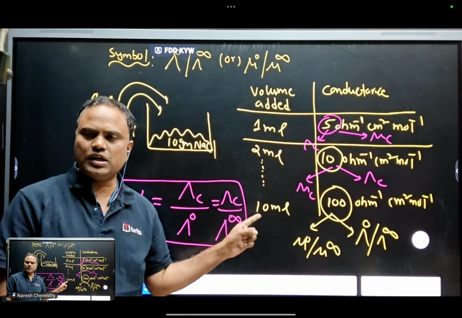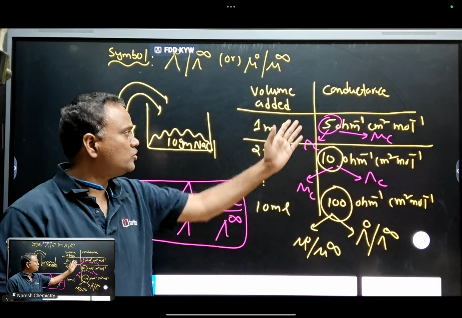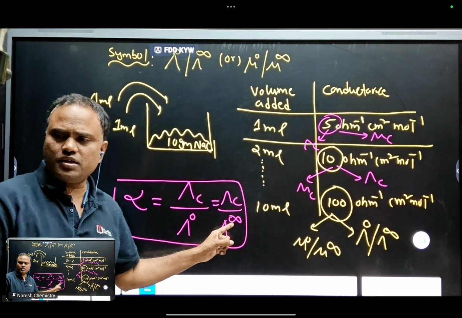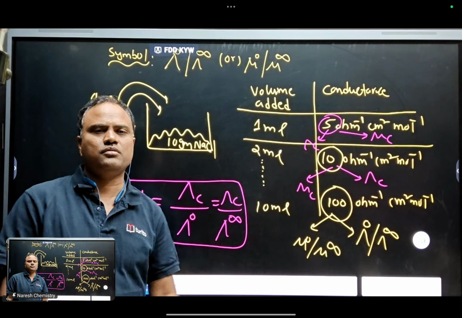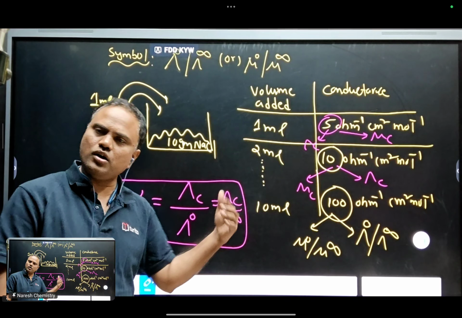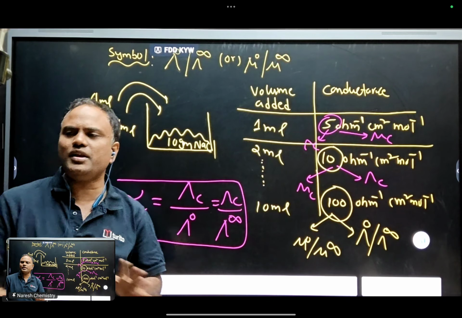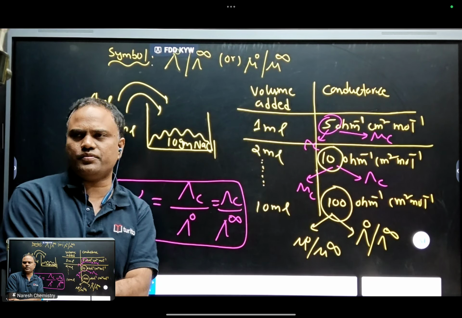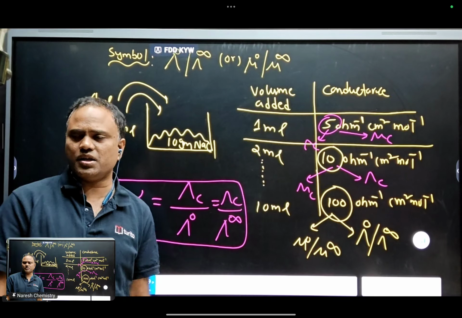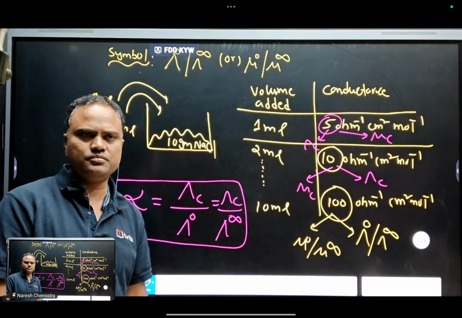What is lambda C? Conductance at any volume. Other than this 10 ml, like 2 ml, 1 ml, 3 ml, any volume. Infinity is at 10 ml. Lambda infinity is the conductance at a particular volume where all the salt undergoes dissociation, and the remaining conductances can be represented by lambda C. Very important. If you fail to take the data, which is lambda C and which is lambda infinity, then you cannot get the questions. Clear?